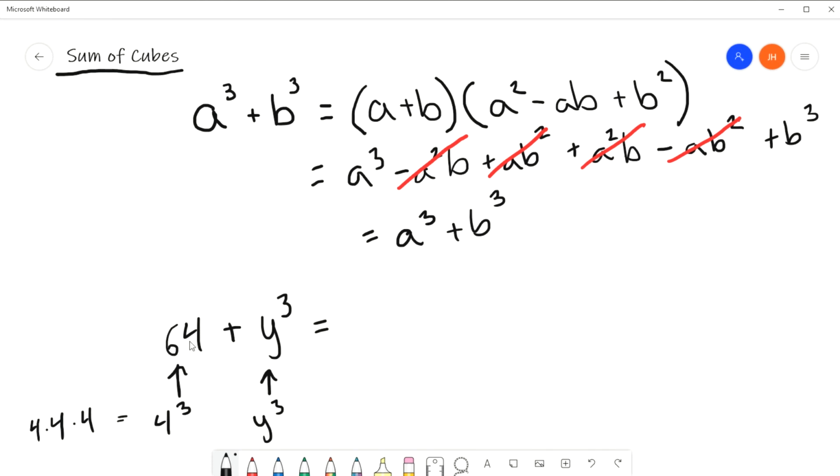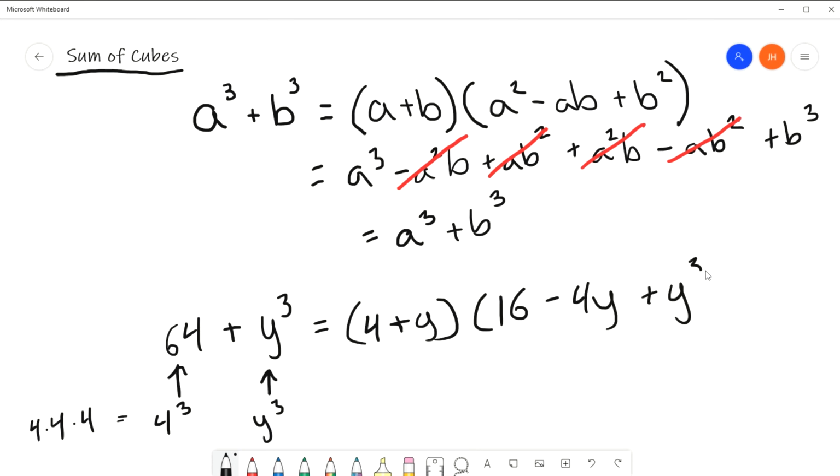Well, the cube root of 64 is 4, as we just saw. So I would have 4 plus y times 4 squared, which is 16, minus ab, so that'd be 4 times y, so minus 4y, plus b squared, that'd be y squared. Cool. I think that I'll leave multiplying this out as an exercise for the viewer.